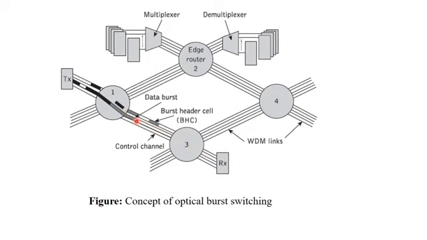Now here we can observe that the data burst is transmitted over a separate channel, whereas the burst header cell is transmitted over another channel. The line where the burst header cell is transmitted we call the control line or control path, and the data burst is the regular optical connection that we have through that idle channel.